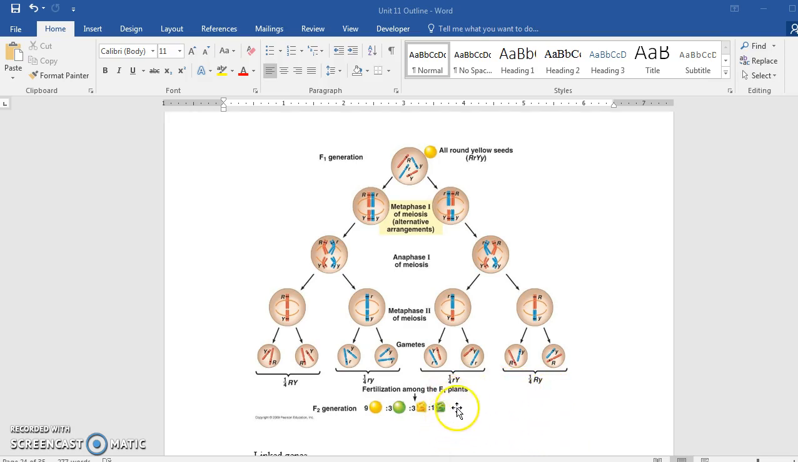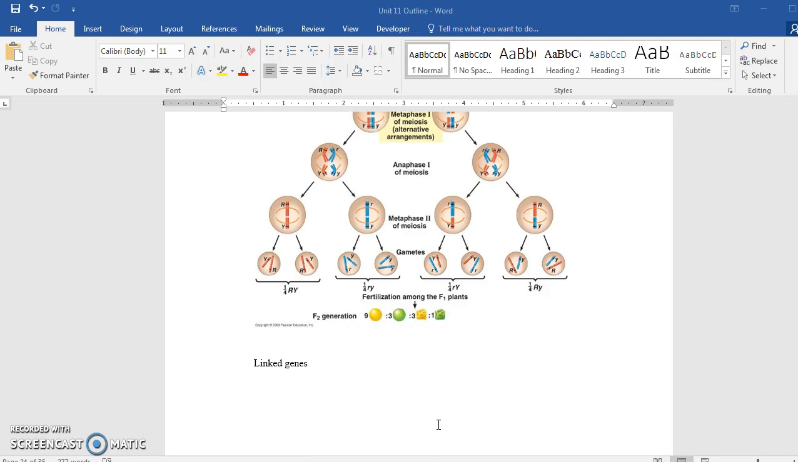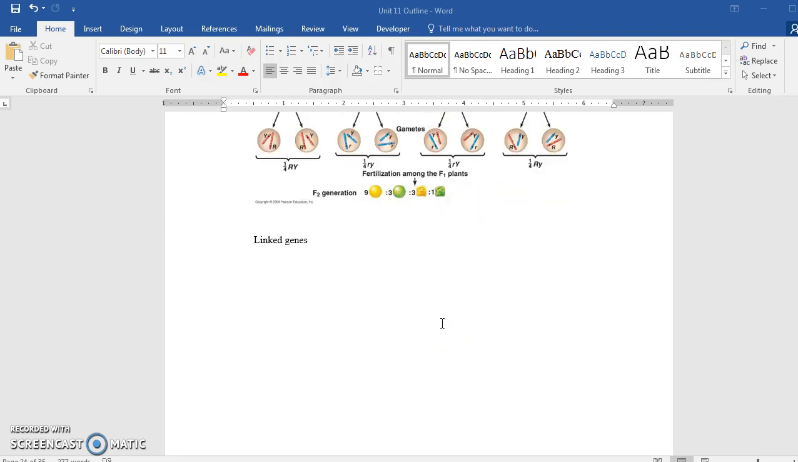And then eventually, when you self-fertilize these, the organism that contains these gametes, you're going to get a 9:3:3:1 phenotypic ratio. So that 9 of the 16 will be round and yellow, 3 of the 16 will be round and green, 3 of the 16 will be yellow and wrinkled, and 1 out of the 16 will be green and wrinkled.